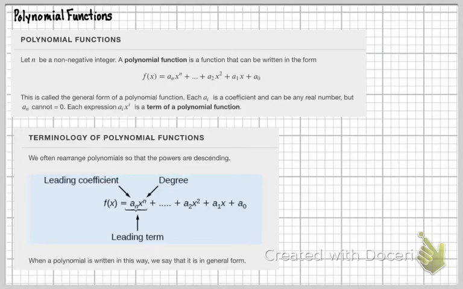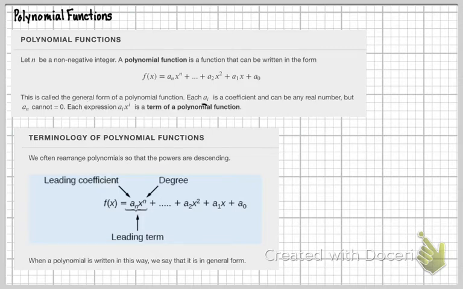Polynomial functions. Let n be a non-negative integer. A polynomial function is a function that can be written in the form f of x equals a sub n x to the n plus dot dot dot a sub 2 x squared plus a sub 1 x plus a naught. This is called the general form of a polynomial function.